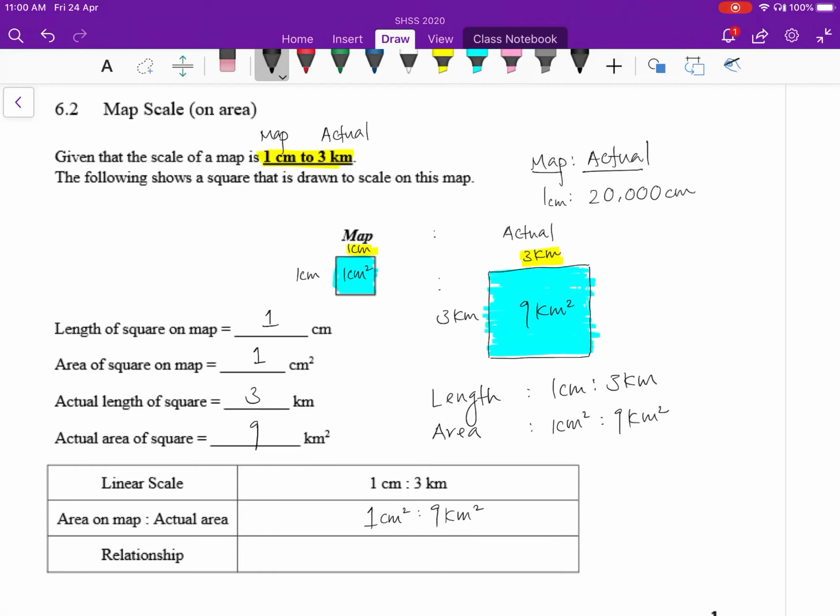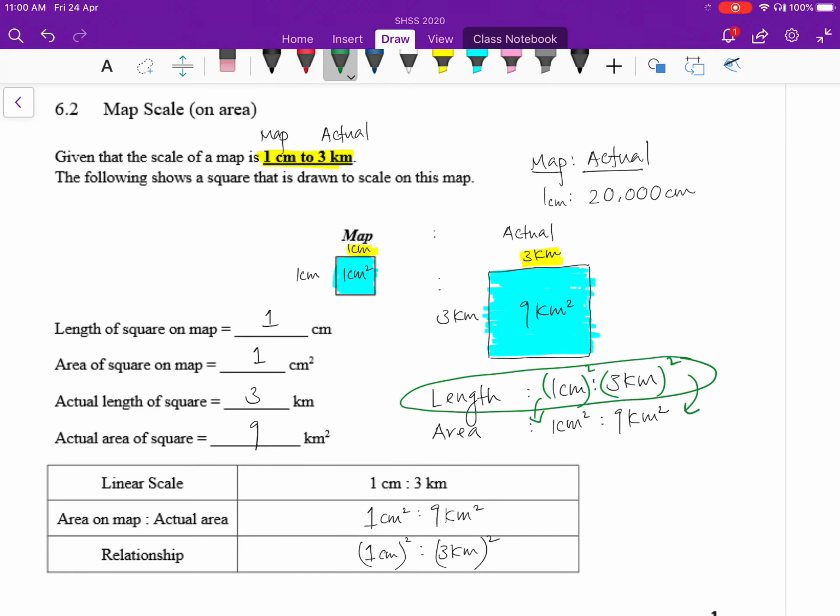What is the relationship? If you take a look, the relationship is actually squaring this number and squaring this number to give you the area scale. So it's actually 1 cm, the whole thing square, is to 3 kilometers, the whole thing square. That is the relationship. So, previous session, we only talked about length. Today, we are going to explore area scale.